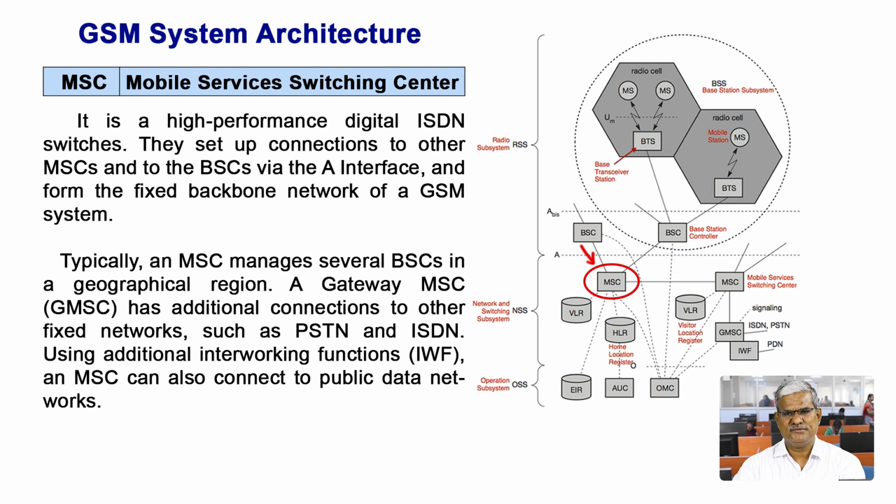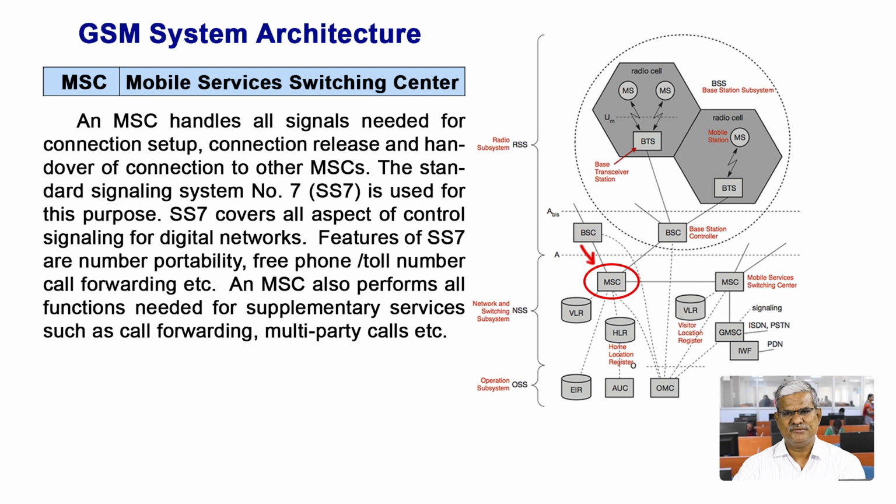Typically, an MSC manages several BSCs in a geographical region. A gateway MSC, that is GMSC, has additional connection to other fixed networks such as PSTN and ISDN network. Using an additional interworking function, IWF, an MSC can also connect to public data networks. An MSC handles all signaling needed for connection setup, connection release, and handover of connection to other MSCs.